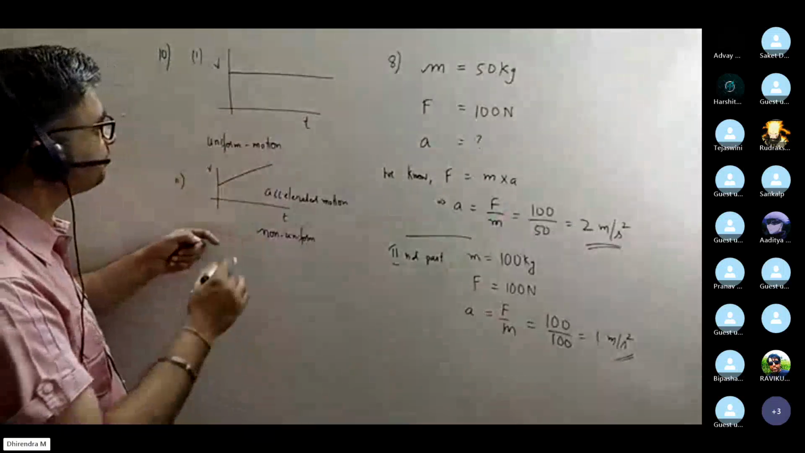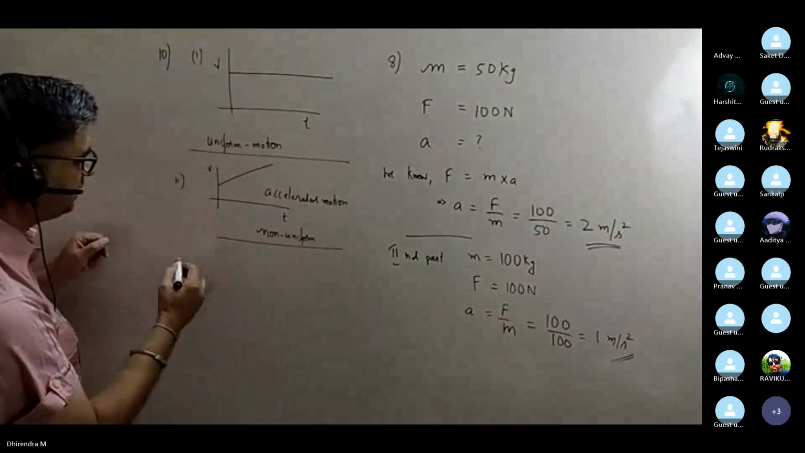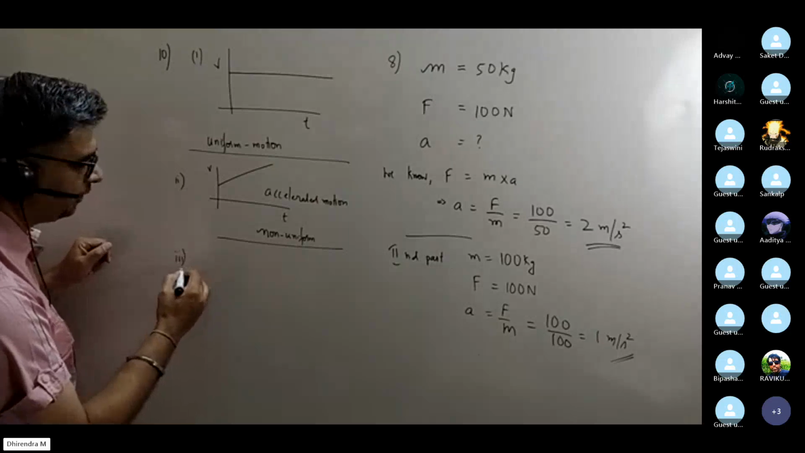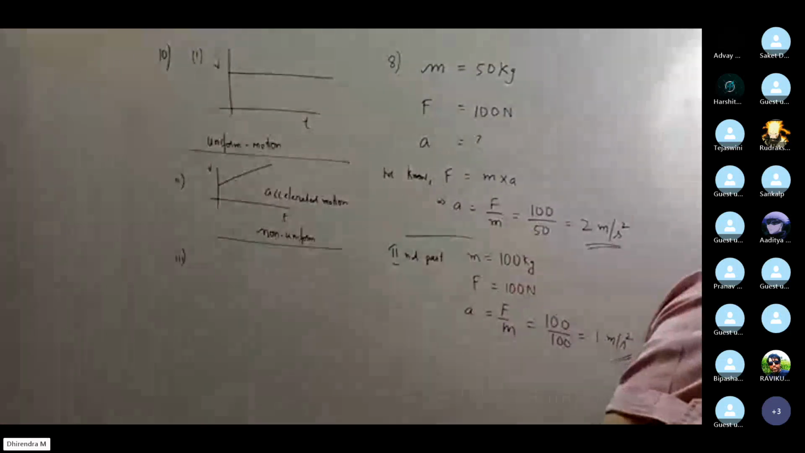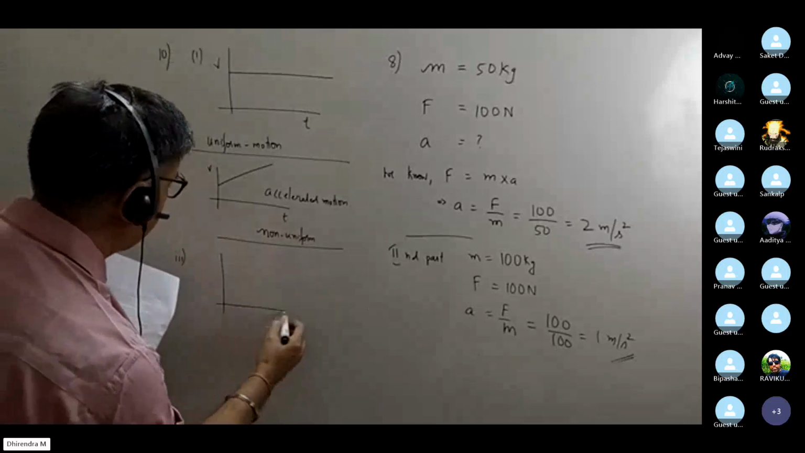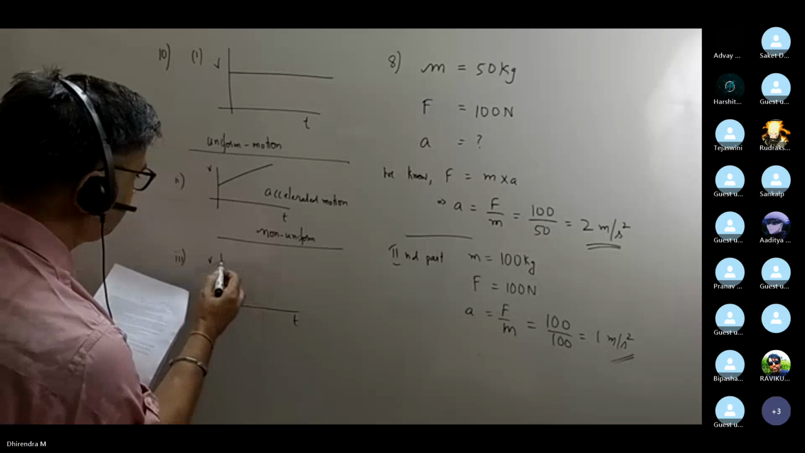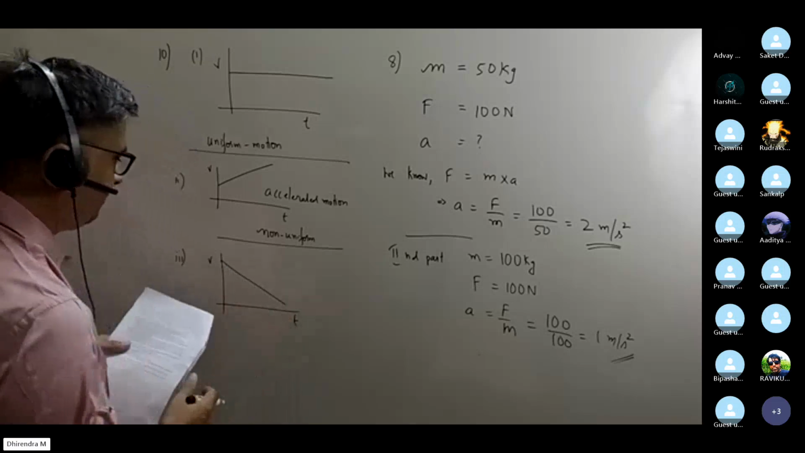Are you good with these two cases, folks? This is uniform motion. This is non-uniform motion. This is acceleration. Quickly, folks, we don't want to spend a lot of time on one question, but this is important. The next one is again a velocity-time graph, and this time it is something like this.